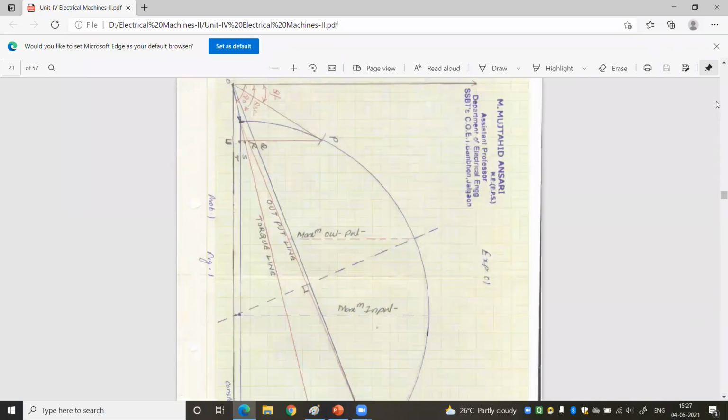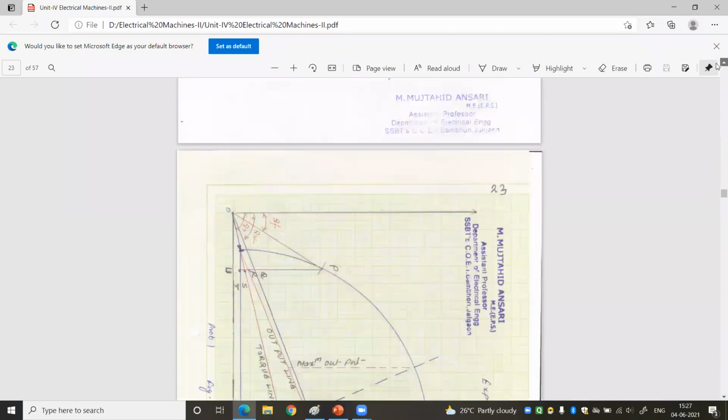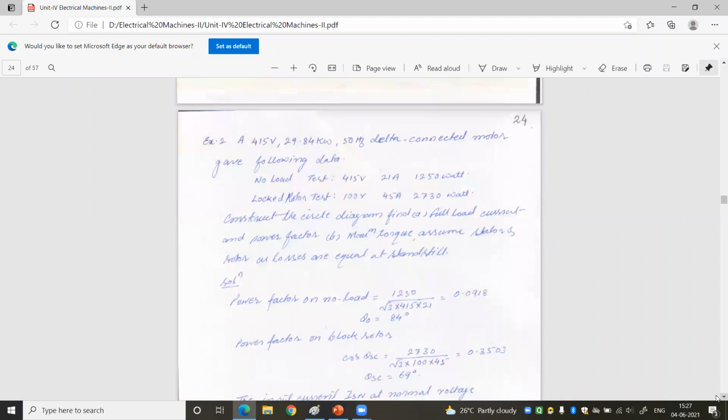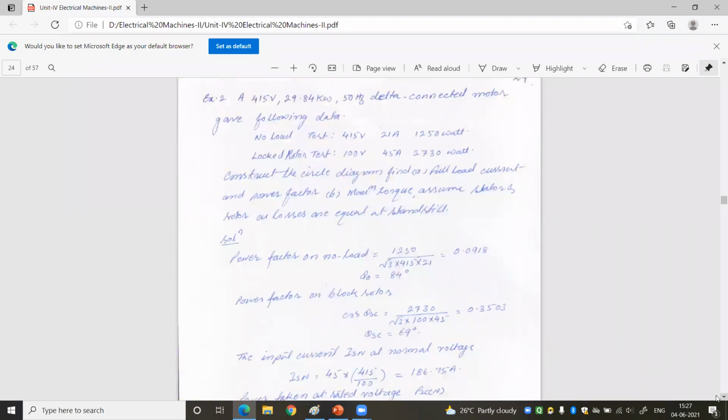So you will find some numerical based on this topic also. Try to do some numerical. Say for example, this is the numerical. A 415 volt, 29.84 kilowatt, 50 hertz delta connected induction motor gave the following data.